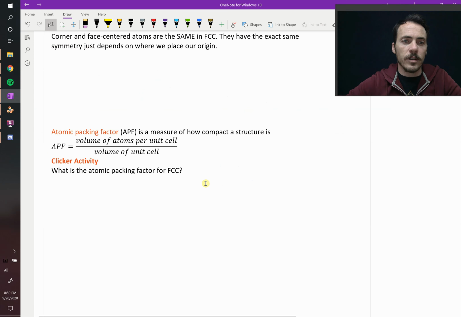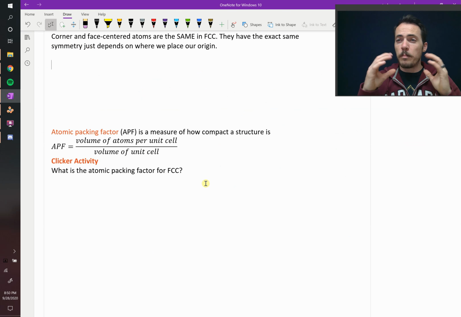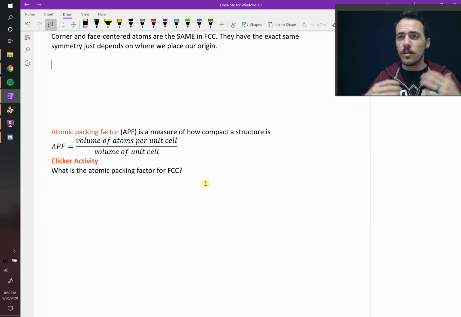What else can we say about these? Something that's useful with the FCC crystal structure is to calculate the atomic packing factor. If we go back to the iron wire demo, we know that when it went from BCC to FCC, it shrunk. Those atoms packed together more tightly. So let's figure out how to do this.